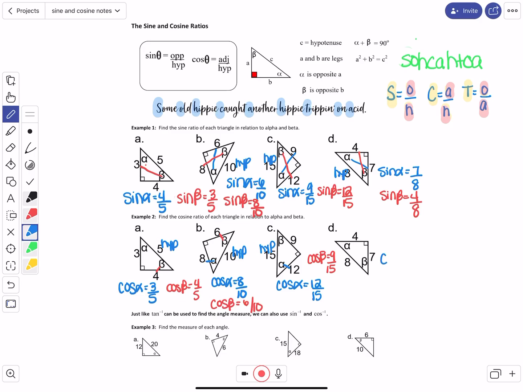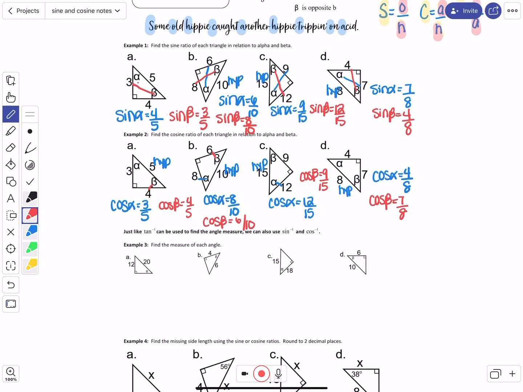All right, then on D, cosine of alpha. So here's my hypotenuse. The 8 is your hypotenuse because it's the biggest side. Cosine of alpha is going to be 4 over 8. Cosine of beta is going to be 7 over 8.